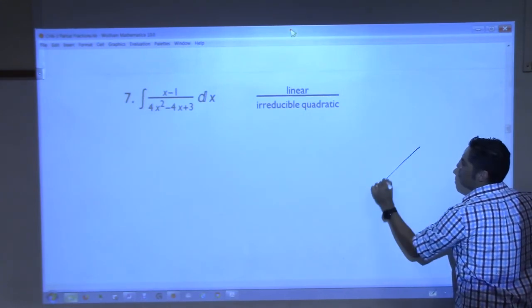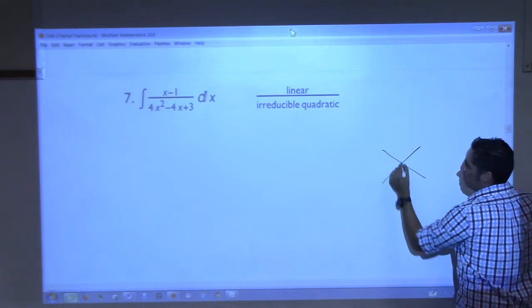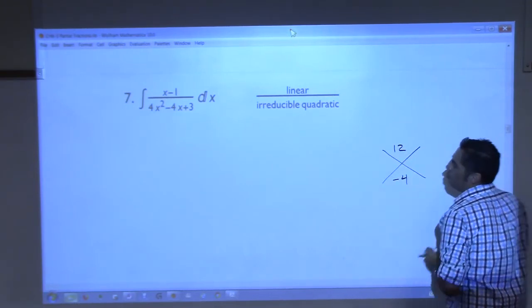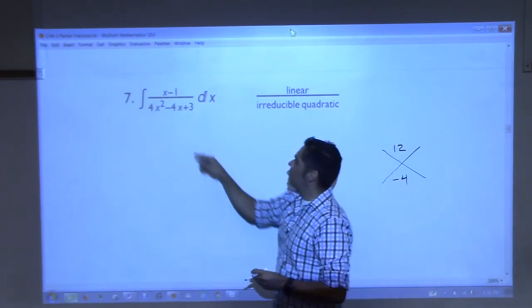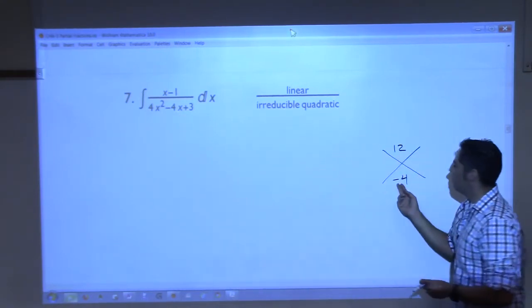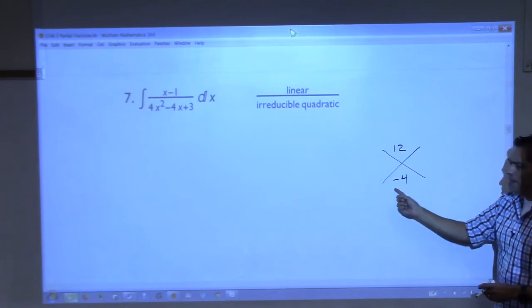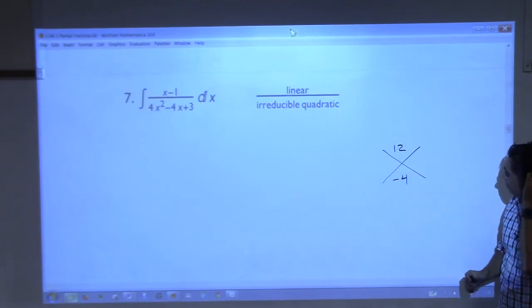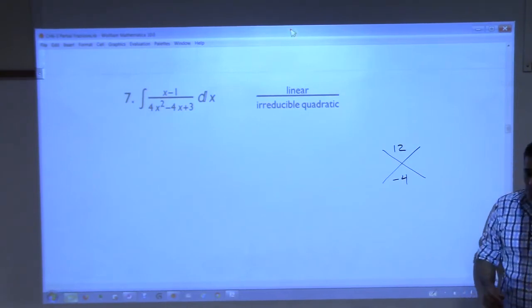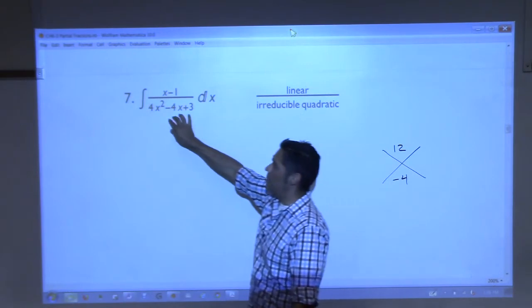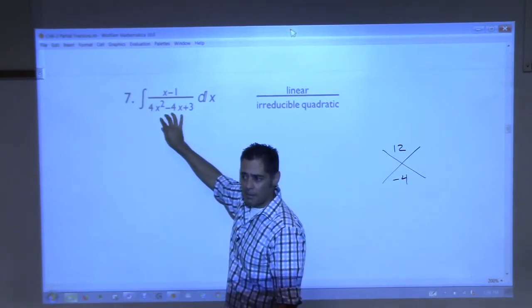I don't know how you do it, but I go back to what I have to teach. This is what we teach here, the AC method. So I multiply this number times this number, get 12. I look at the number in front of x, negative 4. I try and come up with two numbers that multiply to be this and add up to be this. And no? So this is an irreducible quadratic. It can't factor. All right?